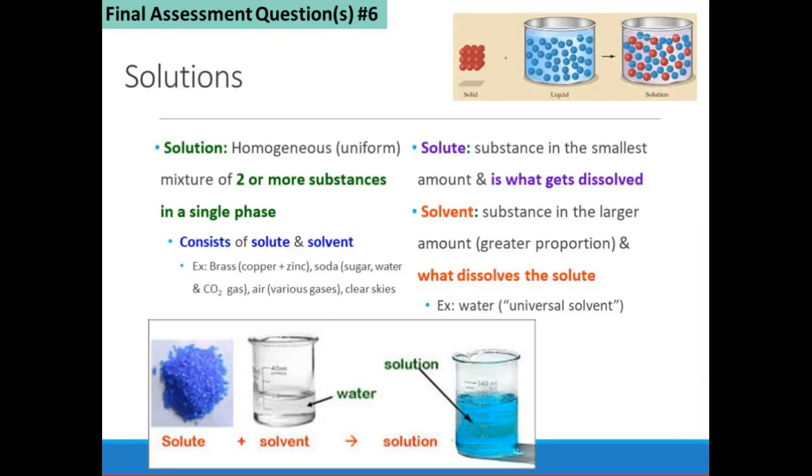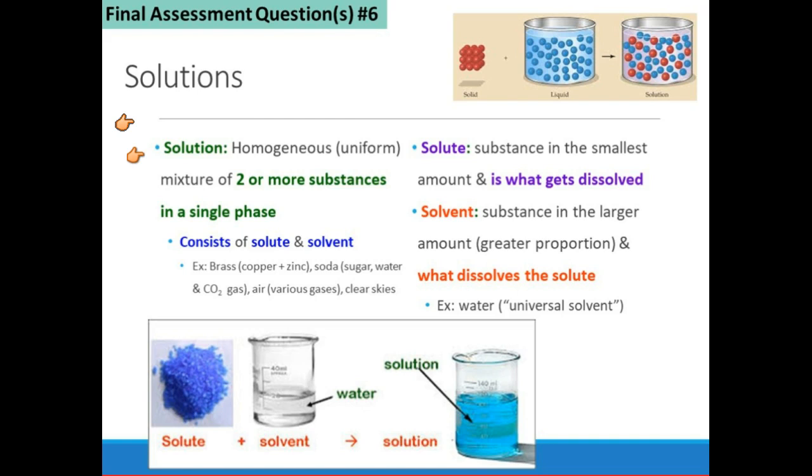Okay, so number 6, right above that. Number 6 talks about solutions. So remember that a solution is a homogeneous or uniform mixture of 2 or more substances in a single phase, right? So this will consist of a solute and a solvent. For example, brass is copper and zinc. Soda is sugar, water, and CO2 gas. Air is a bunch of various gases, right?